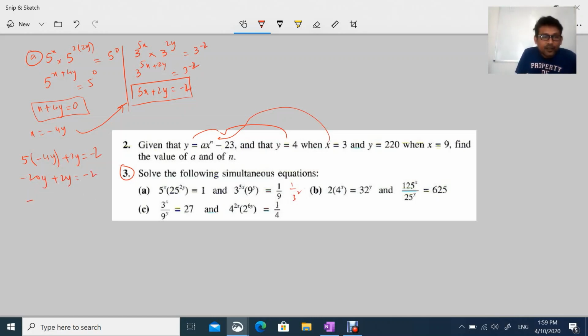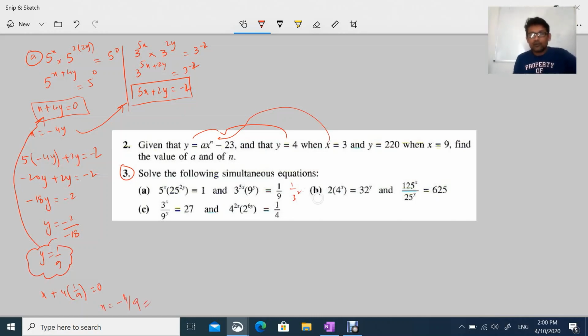This is minus 18y equals minus 2, and y equals minus 2 upon minus 18, which means 1 upon 9. Okay, the value of y is 1 upon 9. Then you can put this value in this equation. x plus 4y, so 4 times 1 upon 9 is 4 upon 9, so x will equal minus 4 upon 9, and that's your answer.